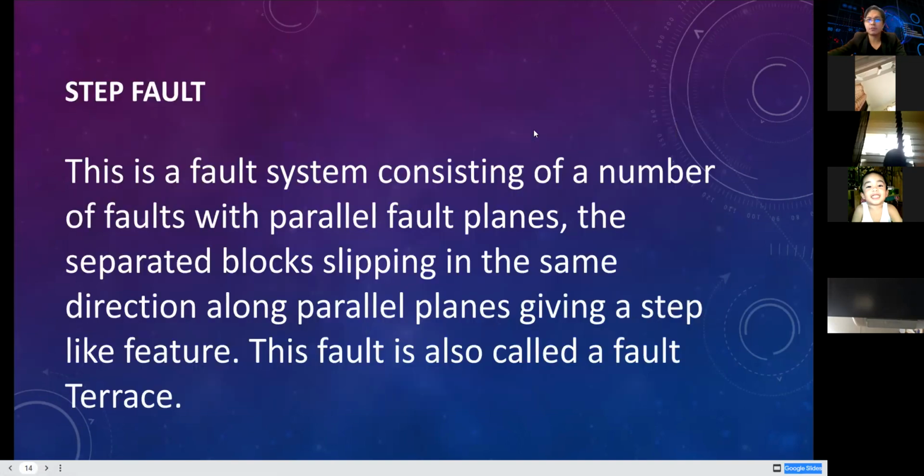How about step fault? Step fault is a system consisting of a number of faults in parallel fault planes. The separated blocks slip in the same direction along parallel planes, giving a step-like feature. This fault is called the fault terrace.